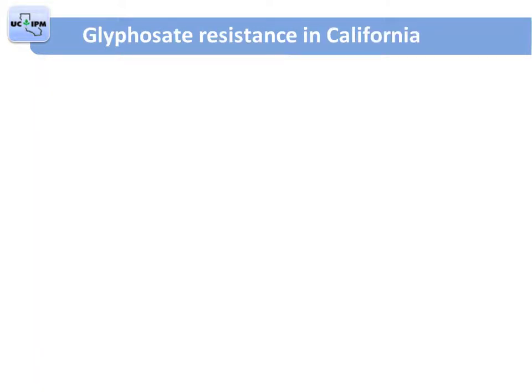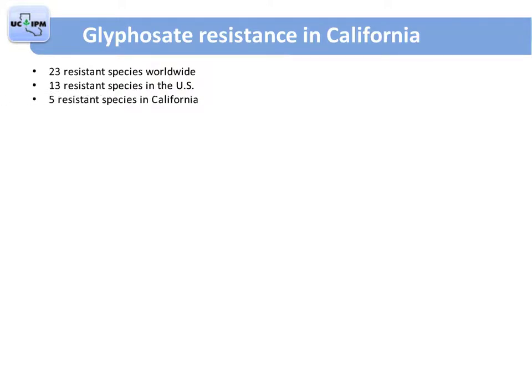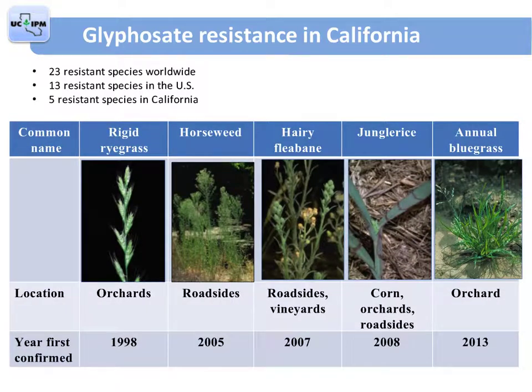Let's look at glyphosate resistance. Today we have 23 species around the world resistant to glyphosate. In the U.S., there are at least 13 glyphosate-resistant species, and at this time in California, there are only 5. It was once thought we would never have resistance to glyphosate. These are the weeds that are resistant to glyphosate in California. Annual bluegrass is the newest one. Glyphosate is an important weed management tool for us. We use it in many places and many settings as a basic weed management treatment.